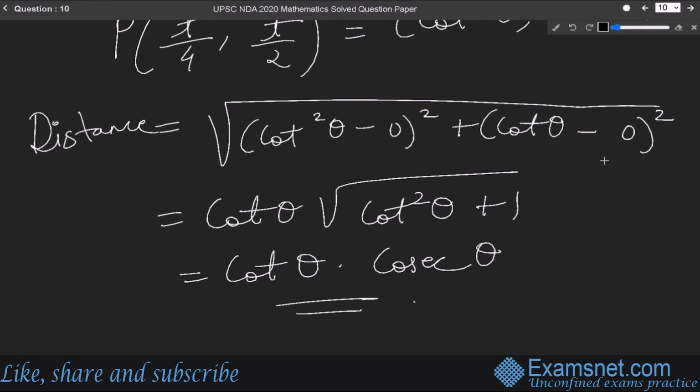I hope you are clear with this question. See, here there will be cosec square theta, because we know that cot square theta plus 1 is cosec square theta. So this is the correct answer for this question.